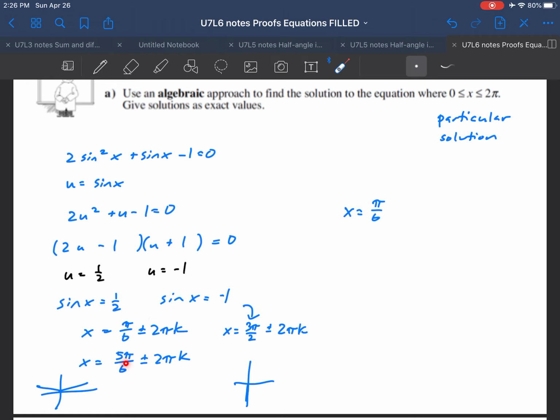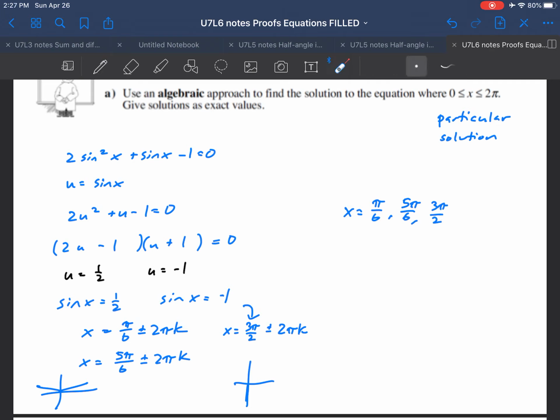Same thing here. 5 pi over 6 plus 2 pi is too much. Minus 2 pi is too much. And I guess I should mention, remember, k here, guys, is always, always, always an integer. We're never adding half the period or anything. Okay? So 5 pi over 6 is the second answer, and then 3 pi over 2 is our last answer.